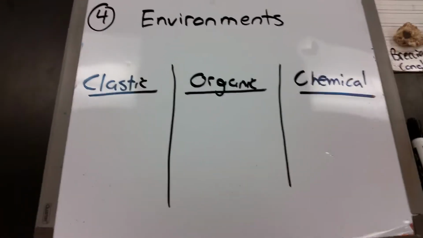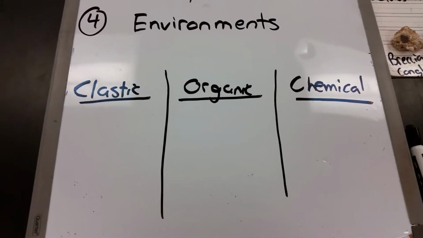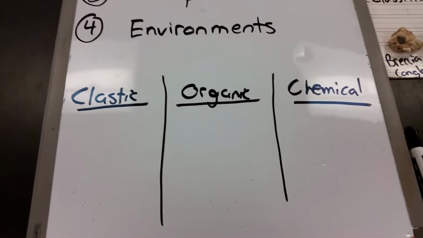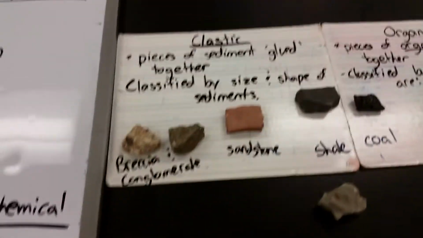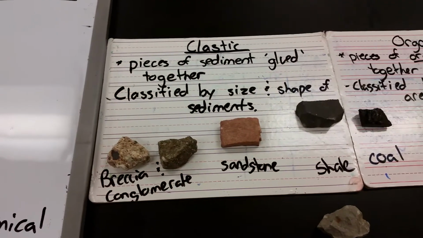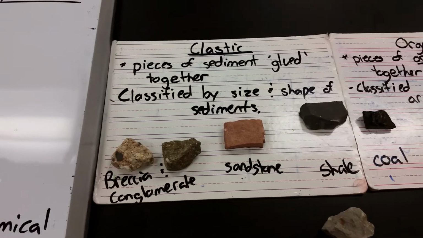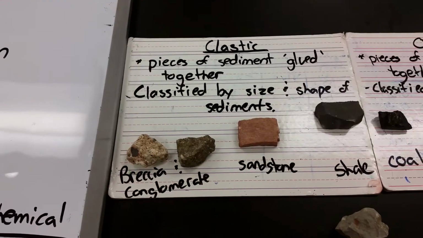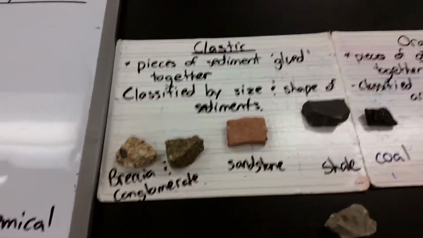Now, I would advise that you divide your paper into 3 sections: clastic, which is our first sedimentary type, organic, and chemical. And then you can put your facts underneath each section. So let's start with clastic sedimentary rocks. They're made from pieces of sediment glued together. Now, we don't mean glue like Elmer's glue. We're going to glue them with mineral glue. And it's going to cement the different sediments together. And we classify them based on the size of those sediments.